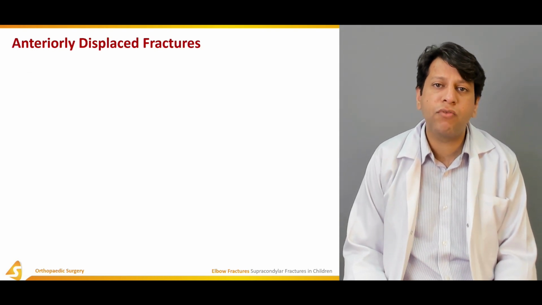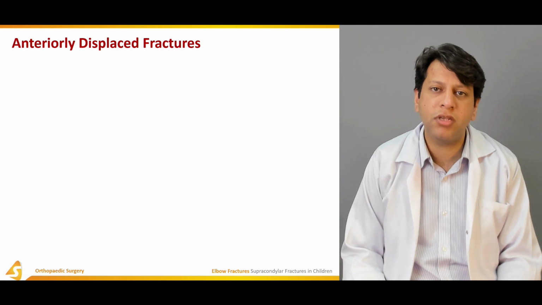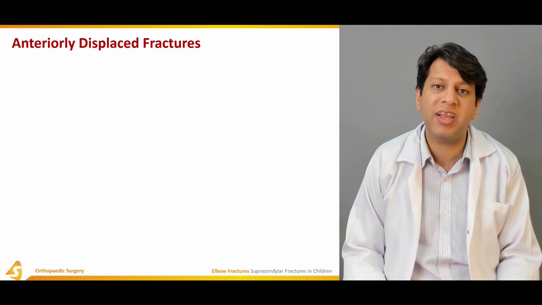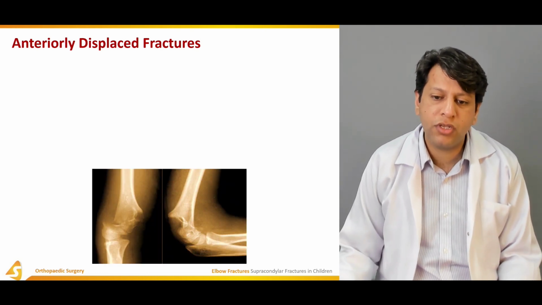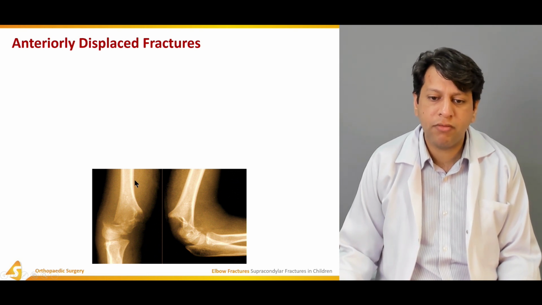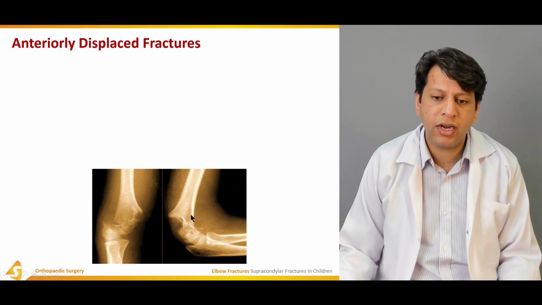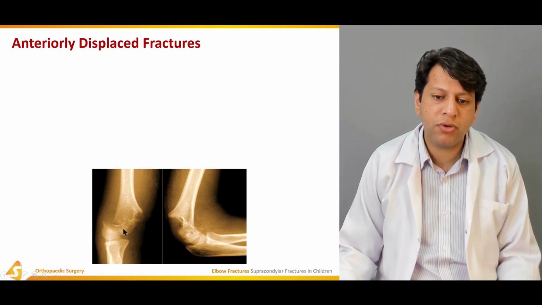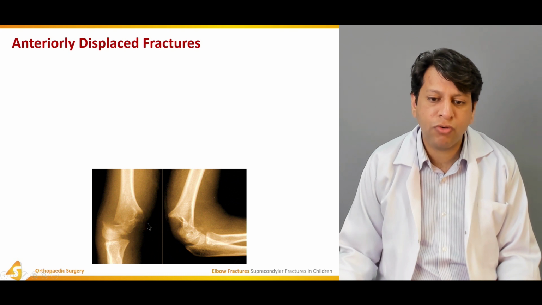Now coming to the fourth type, that is an anteriorly displaced fracture, especially in the elbow flexion type injury. If you see over here, this is the lateral view, this is the AP view, and this is the lateral view. In the AP view, you can appreciate there's a supracondylar fracture where the distal humerus is going medially, as well as rotated.